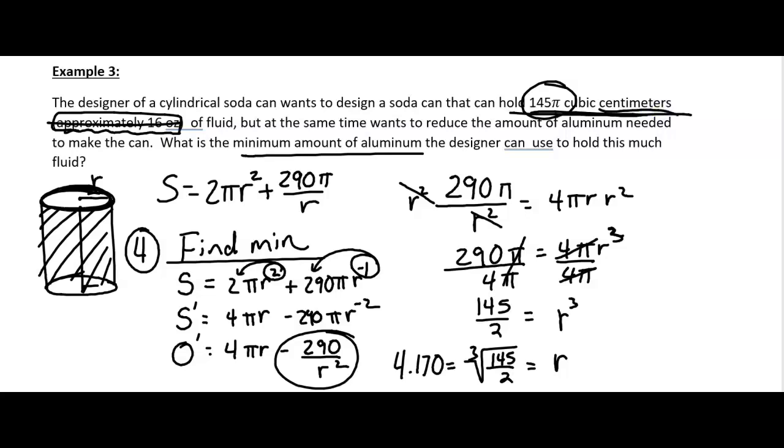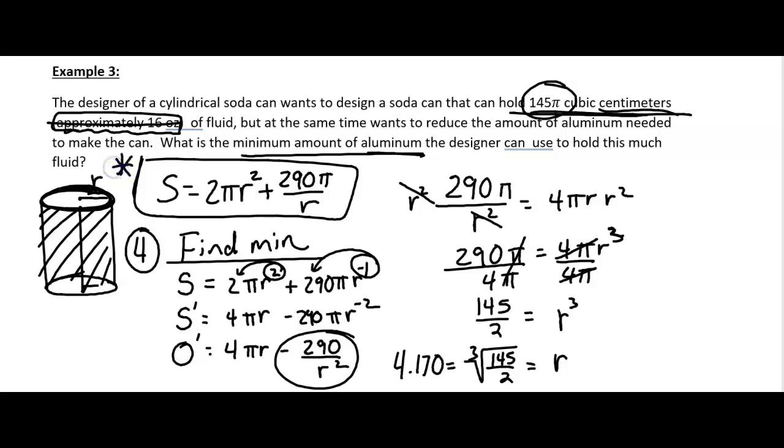Now we're not quite done here. We need to actually find the minimum amount of aluminum. In other words, they want to know what's the surface area. Okay, so now there's 2 ways you can go about doing this. One way is you could find the H by going back to your secondary equation and solving for H and then plugging it into your original primary. Or we could just use this one.